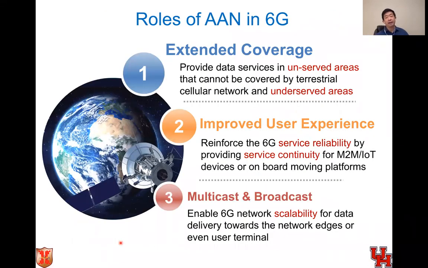The role of AAN in 6G is to extend the coverage. There are many unserved areas, like the Sahara. So you need a wide enough coverage and improved user experience, to reinforce 6G service reliability by providing service continuously. If you have M2M IoT devices placed in the Amazon jungle, for example, how can you collect the data? And for multicast and broadcast, obviously the satellite has a huge advantage on the broadcast issue. So this is the role of AAN for 6G.